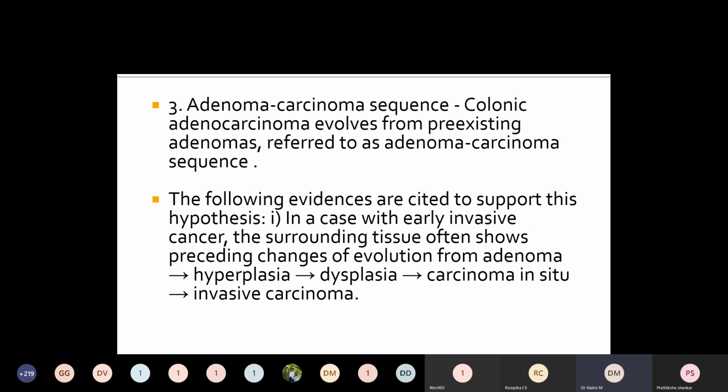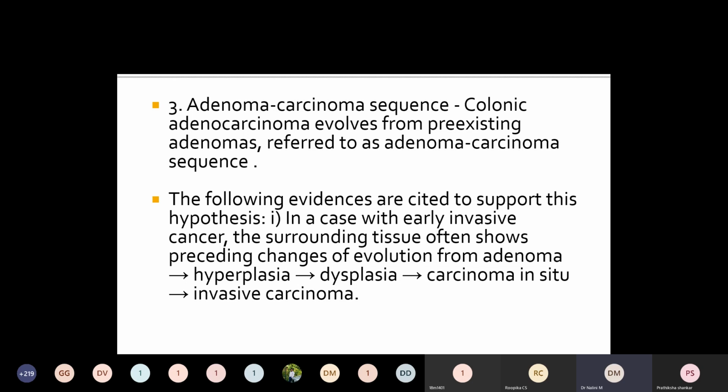Most important is the adenoma carcinoma sequence. This is the pathogenesis. We'll discuss it in detail in the next few slides. We know that there's a high risk of carcinomas developing from adenoma. So this is the adenoma carcinoma sequence. You've already discussed it in neoplasia. We will discuss the highlights in the next slide.